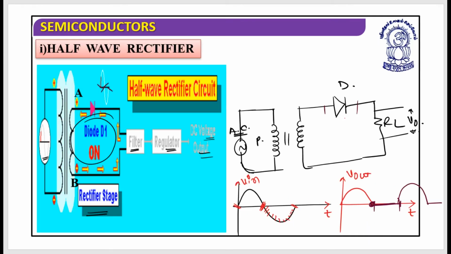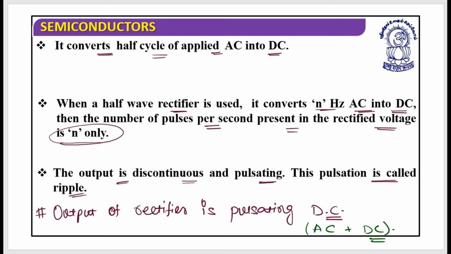So after this, as you can see, a filter and regulator circuit is needed even after the rectification, and that will give me the pure DC. But what would be the output of this rectification stage? It is just the pulsating DC. It's an AC plus DC. Please keep this in mind.